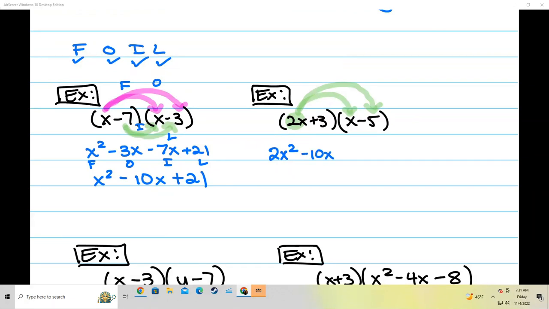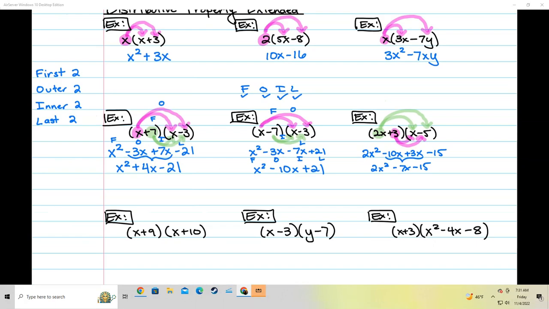I am done distributing the 2x, so now I'm going to distribute the 3. The 3 times the x gives me the 3x. I'm not done distributing the 3, so I'm going to distribute again. 3 times negative 5 gives me a negative 15. I'm done distributing the 3. I'm done distributing everything in that first parenthesis, so I'm pretty much done. I just need to simplify. I'm going to combine like terms. I know the negative 10x and the 3x will combine. What I end up with is a negative 7x, so I get 2x squared minus 7x minus 15. And we are done with that problem.